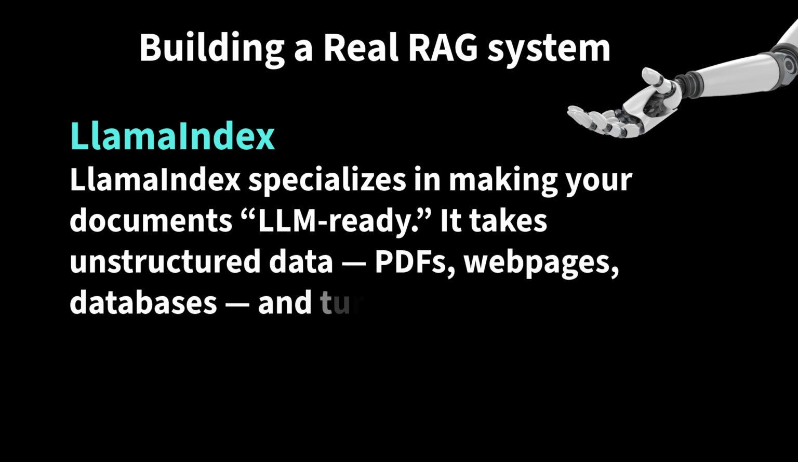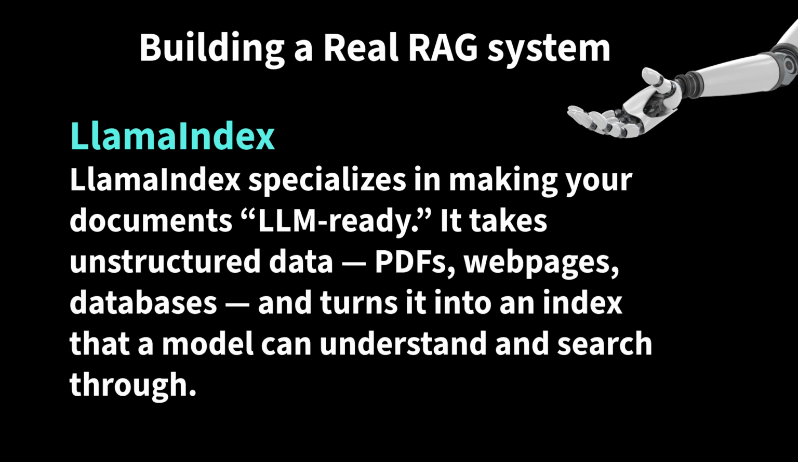The second tool is Llama Index. Llama Index specializes in making your documents LLM ready. It takes unstructured data, PDFs, web pages, databases, and turns it into an index that a model can understand and search through. If your RAG app needs to handle lots of documents, Llama Index is a go to tool.